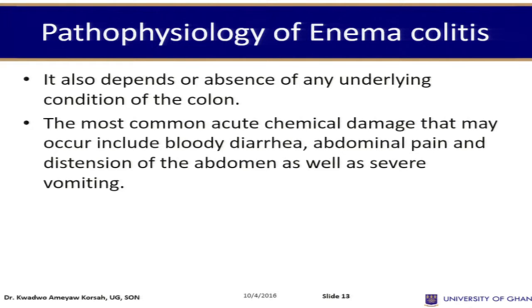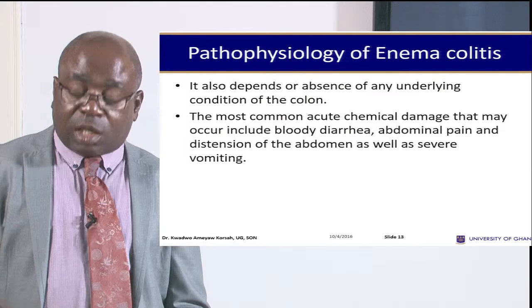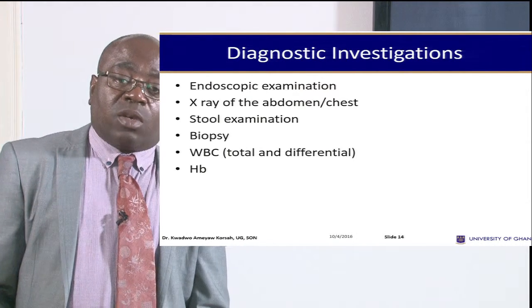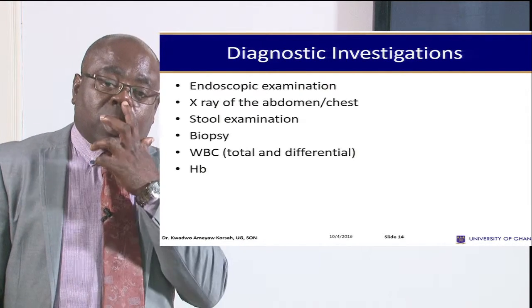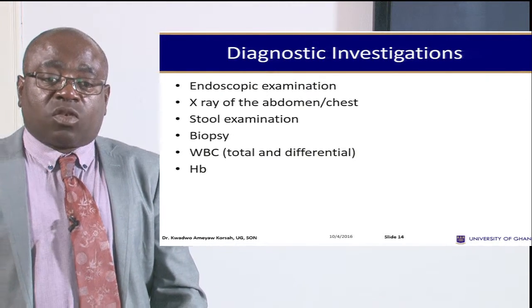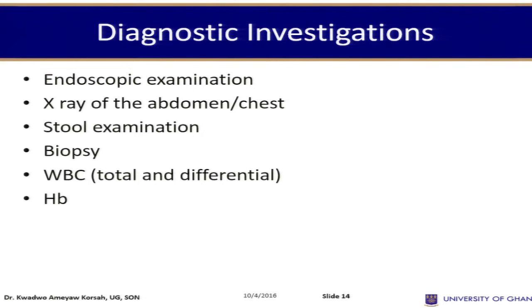The most common acute chemical damage includes bloody diarrhea, abdominal pain, and distension of the abdomen. These are the classic manifestations, as well as severe vomiting, especially if the patient is not passing stools. For diagnostic investigations, we can do endoscopic examination, x-ray of the abdomen and chest, and stool examination. Biopsy, WBC total and differential, and HB are also done, especially if the child becomes anemic.